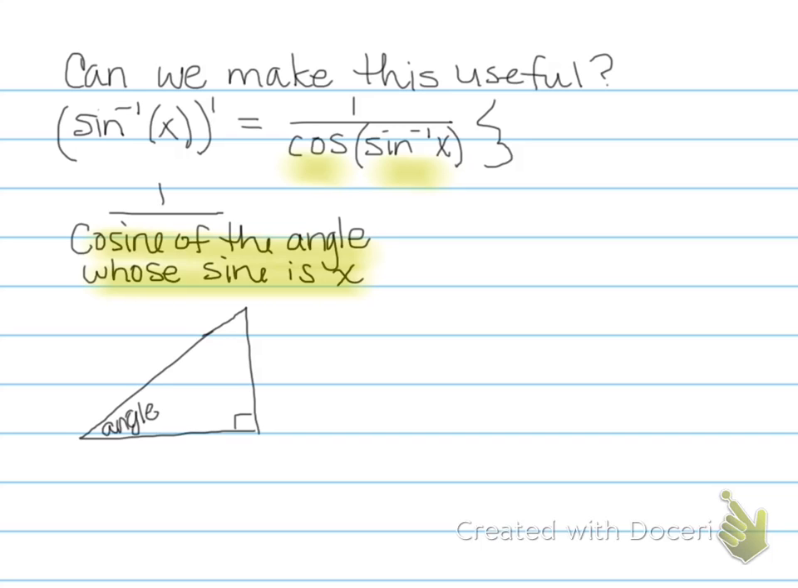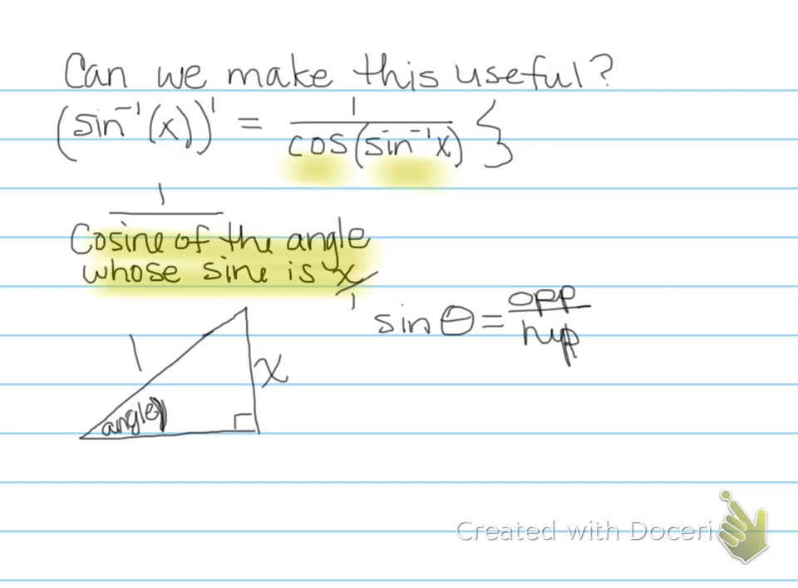Let's make our angle, and let's just make this angle here have a sine of x. Well, sine of the angle, we can call it theta, equals the opposite over the hypotenuse. So the sine of this angle is going to be x over 1. So x is opposite the angle, and 1 is the hypotenuse.